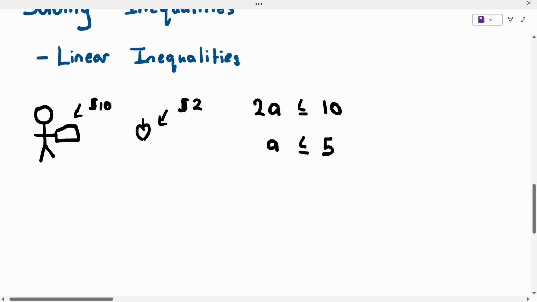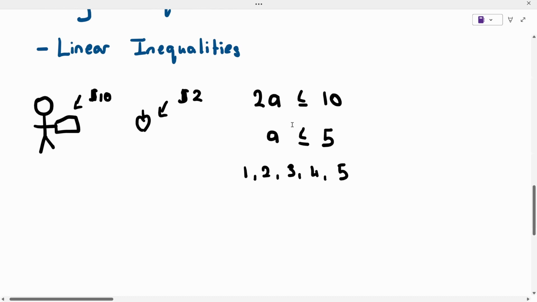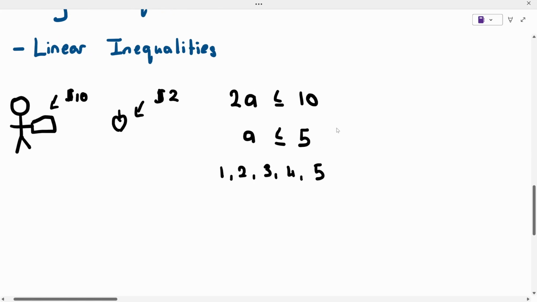So it means I could buy, right? I could buy one apple, I could buy two apples, I could buy three apples, I could buy four, or I could buy five apples. And this is what we are doing when we are solving inequalities. We are finding the range of values that make the statement true. So if you substitute any one of these values into this equation, it is true, right?